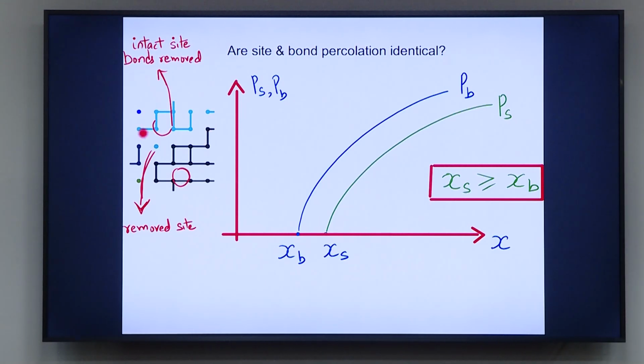And which one is larger? Site percolation has larger threshold than the bond percolation problem. Which means if I am removing bonds, I can actually remove many more of them. But if I am removing sites, because each site removes 4 bonds, I have to be careful. If I am just removing the bonds, I can remove some bonds which don't affect the site, it still remains connected. From that, this inequality follows: XS has to be greater than or equal to XB. I hope this is clear.